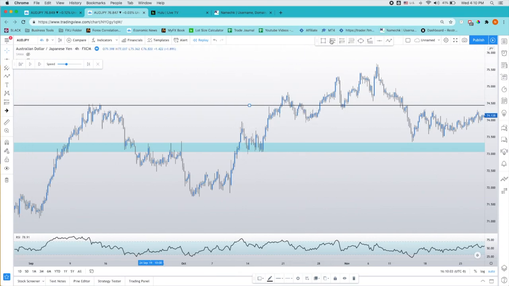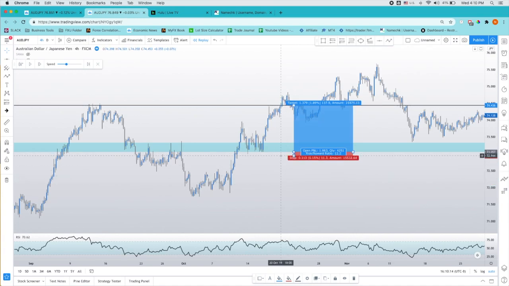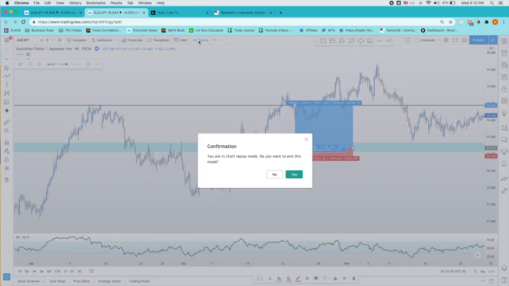Let's pull out our long position. Entered right here, took it up to this area, previous high, put my stop below the zone. Okay, and so yeah, this is a great execution right here because it's low risk, because we have a good indication that price isn't gonna fall below. So let's play it out.